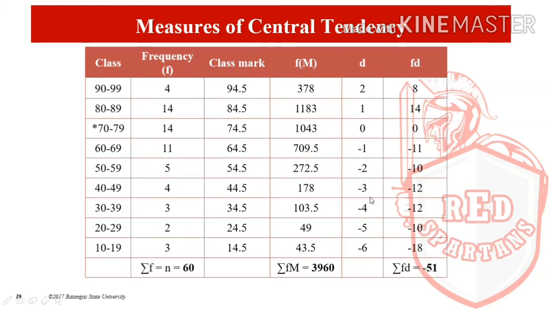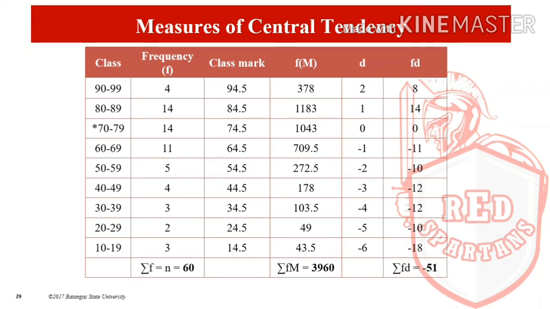Then, yung class interval niya pababa ay magiging negative 1, negative 2. So, depende kung ilan yung dami ng class interval. So, yun yung pagkuha ng distance. Then, para makuha naman si FD, imumultiply nyo lang yung frequency kay distance. So, 4 times 2, 8. 14 times 1, 14. Hanggang 3 times negative 6 is negative 18. So, kukunin nyo lang din yung sum ng FD, which is equivalent to negative 51.